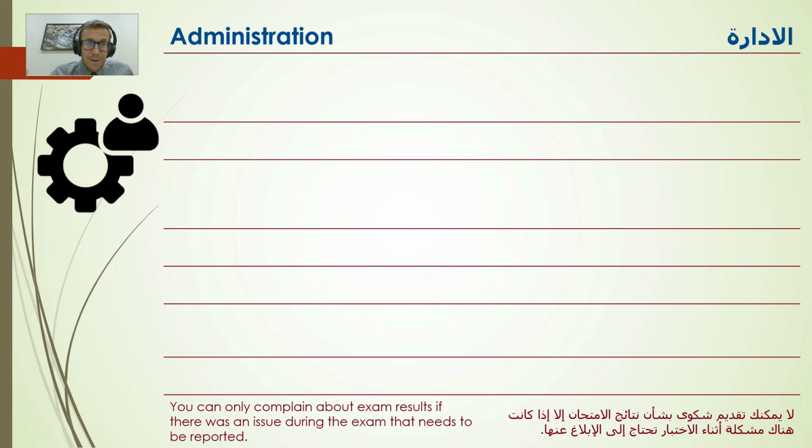If you want to complain about your exam result, you need to have made it at the time. You can't make it about the result. You need to say there was an issue in that exam and I need that to be reported. Maybe it was a technical problem or something to do with the exam content itself.